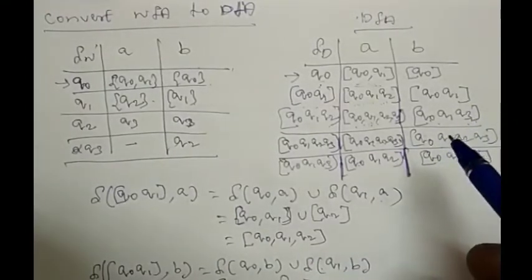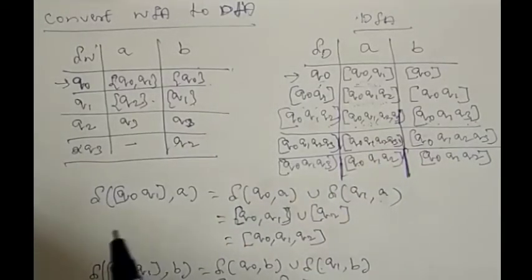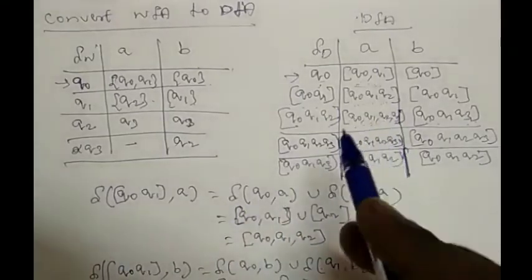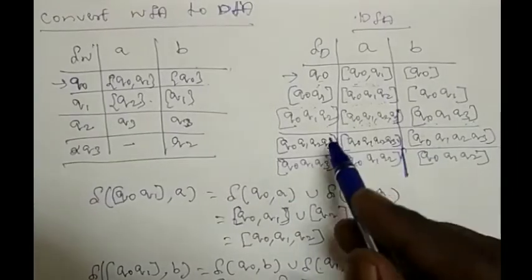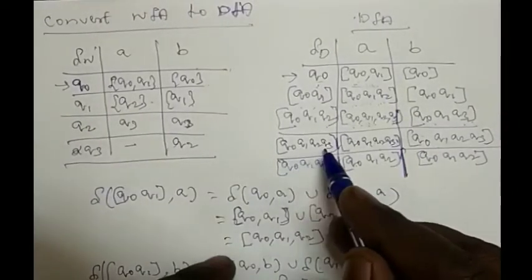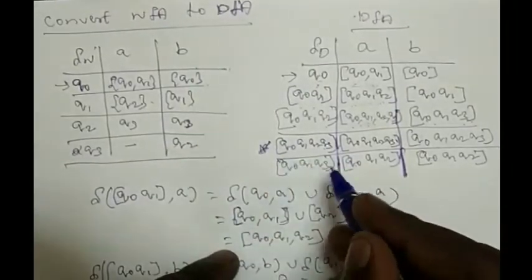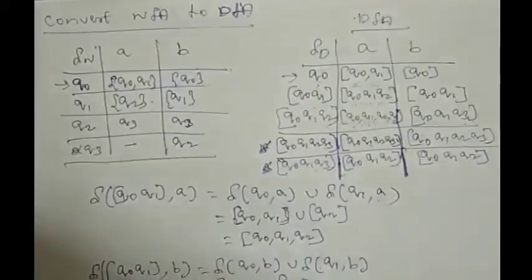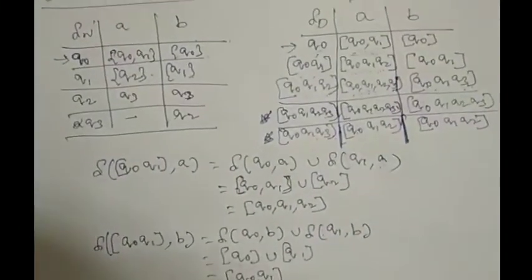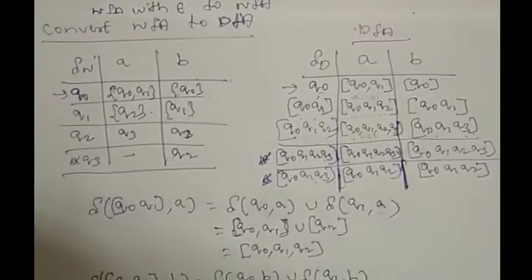Every state is reachable, but which is the final state? The original diagram says that Q3 is a final state. So wherever Q3 is there, that is a final state here. So Q0, Q1, Q2 and Q3 has Q3, so this is a final state, and Q0, Q1 and Q3 is also a final state. Okay, so that's it. We just have to draw the diagram and we'll finish it off.